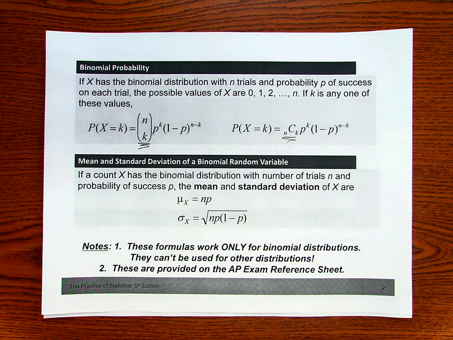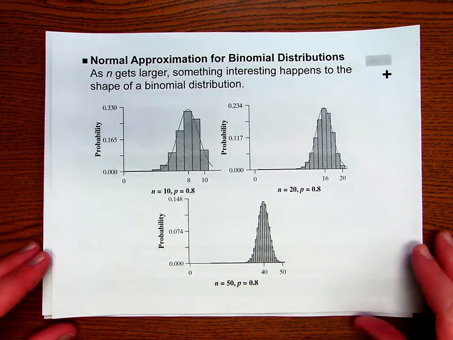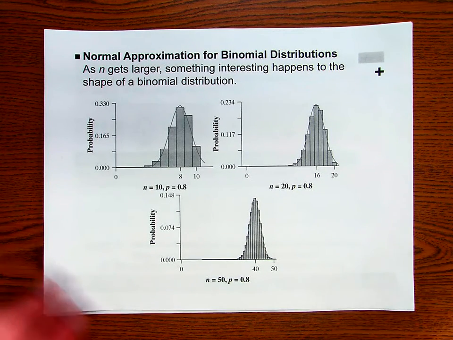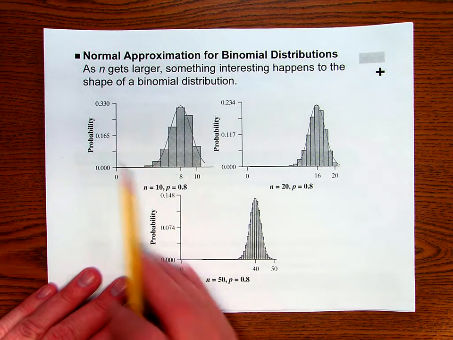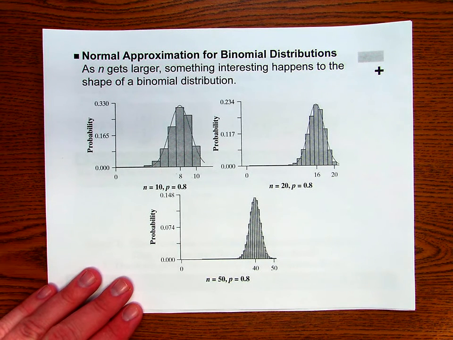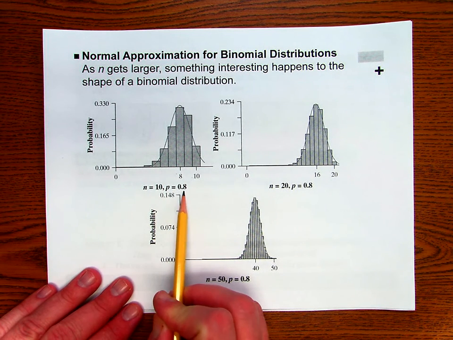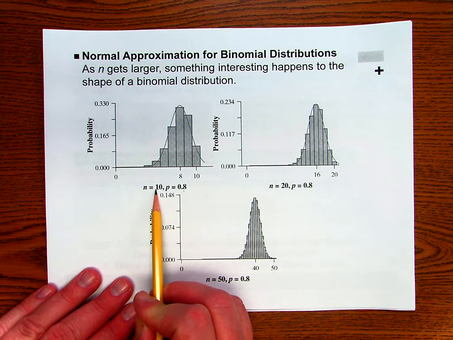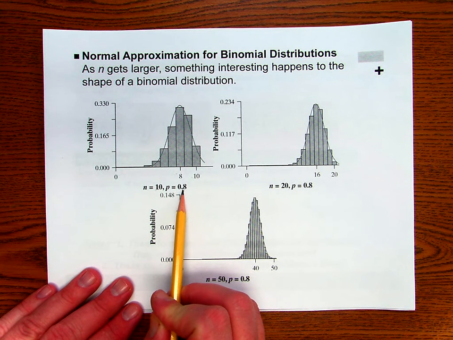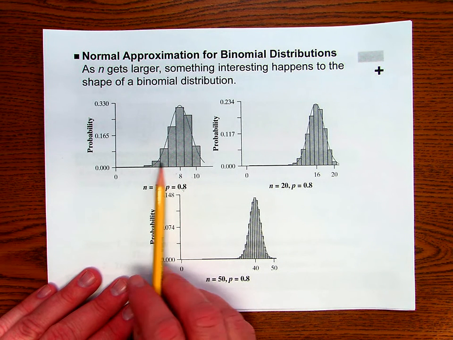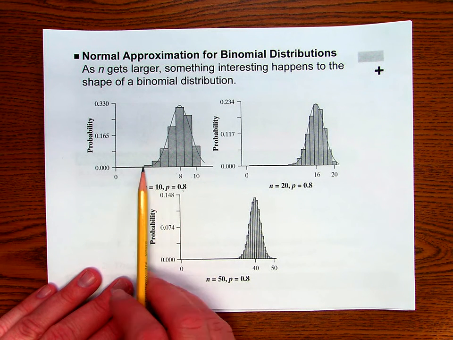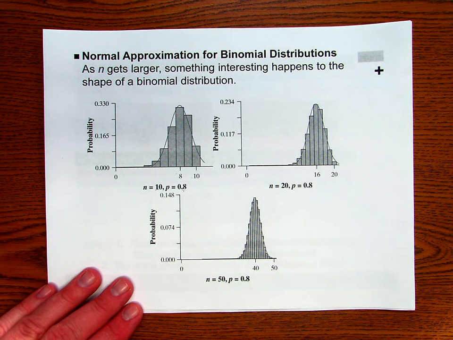All right, now on to one of the new things for today. What we have here for the first graph in the upper left is a histogram of a binomial probability distribution where n is 10 and the probability of success is 0.8. So that's the number of trials is 10, probability of success is 0.8, and it has that basic shape to it. So it's not quite symmetric. It looks like it's skewed a little bit to the left.